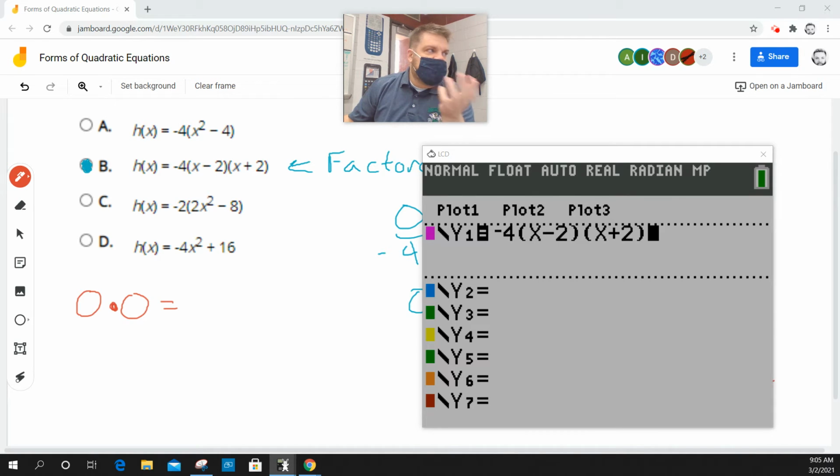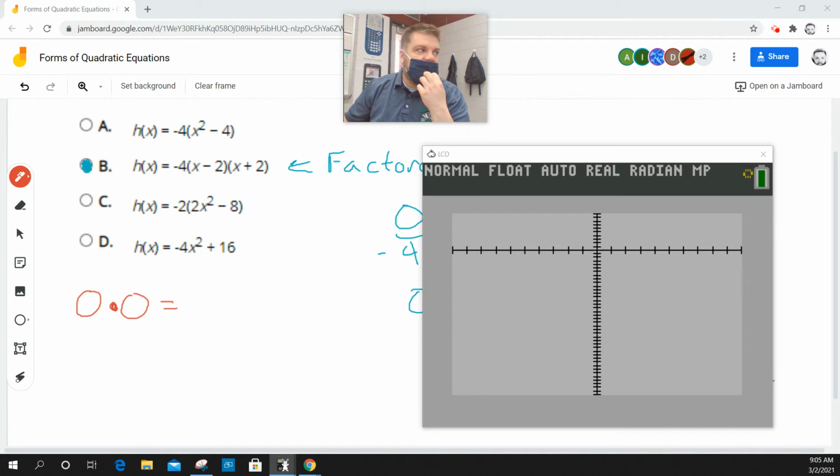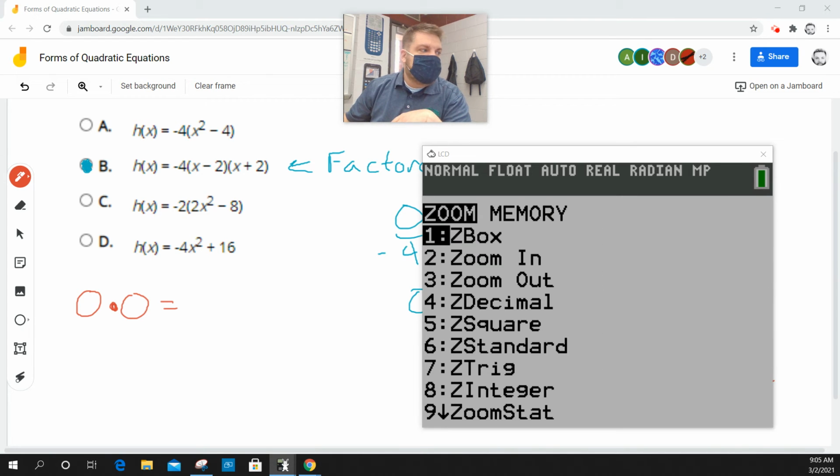And so I could literally just graph it the same way that it's written. And by the way, they say that all of these are equivalent. So every one of these, if I plug every one of these in, they'll graph exactly the same. But this one is factored, so I can tell exactly what the zeros are. When I hit graph, oh boy, here we go again. It's a funny thing. So I'm going to hit zoom, and I'm going to hit standard.